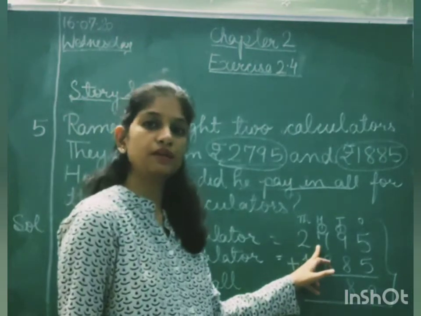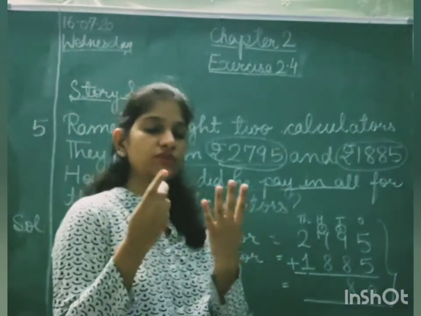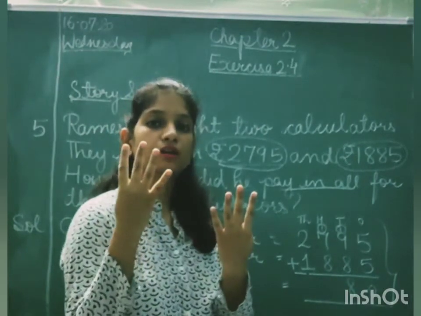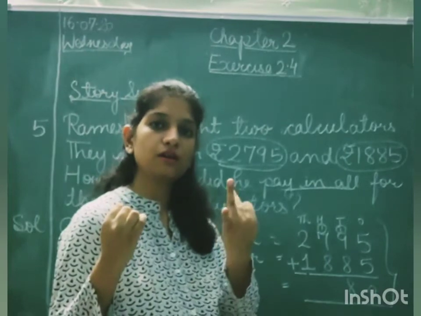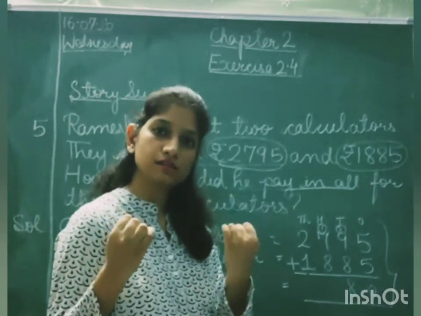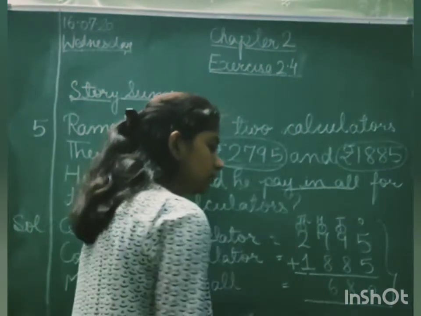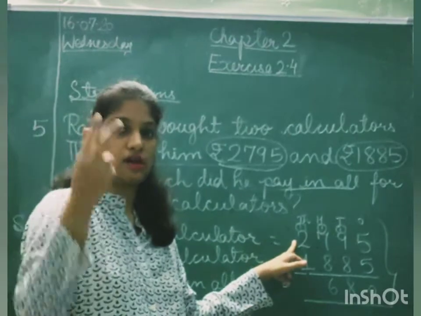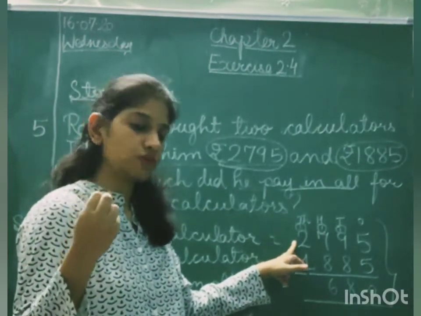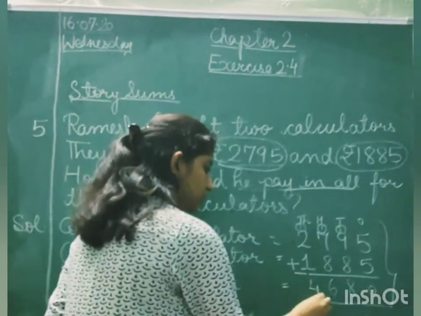1 plus 7 will be 8. 8 in the mind, 8 fingers out, count after 8, count with me: 9, 10, 11, 12, 13, 14, 15, 16. So 1 will go up and 6 will stay down. 1 in the mind, 2 fingers out, count after 1: 2, 3. 3 plus 1, 4. So what is the total amount paid by him?